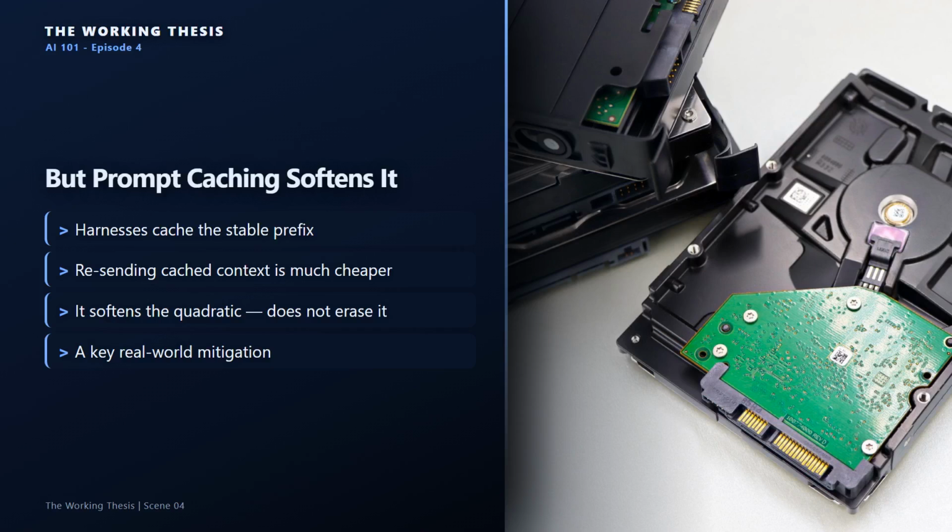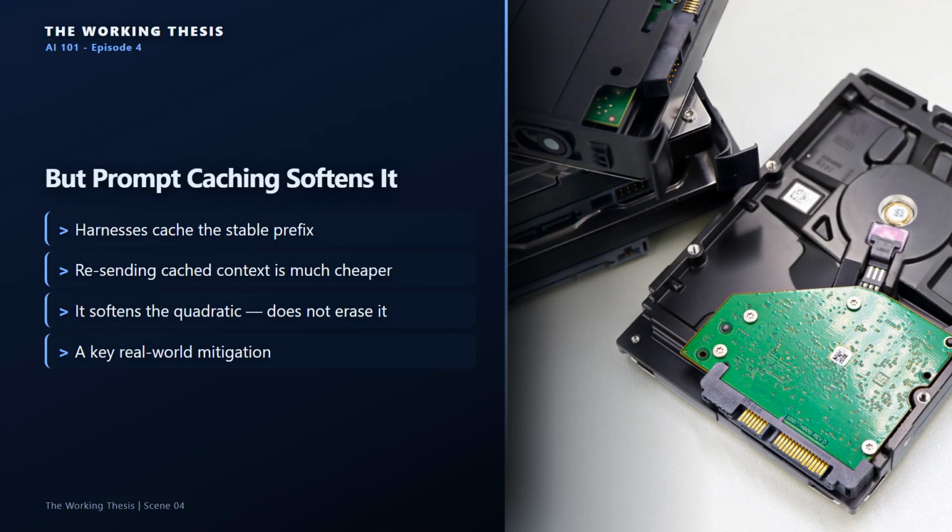Now, we have to introduce a massive, important caveat here. If you are a developer, you might be shouting at your screen right now saying, "What about prompt caching?" Yes, absolutely. In practice, all major harnesses use a technology called prompt caching. This allows the system to cache the stable, unchanging prefix of the conversation. Because the beginning of the transcript does not change, it is just being appended to, the provider can cache that massive history. So resending it on lap 18 is significantly cheaper and faster than processing it from scratch.